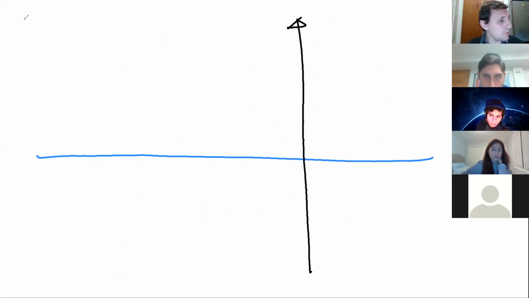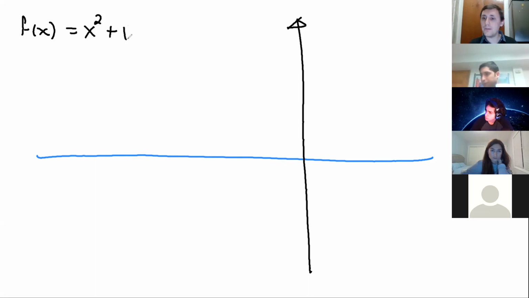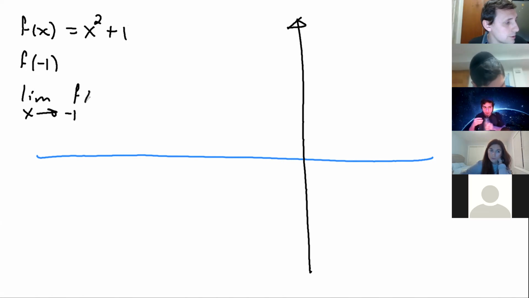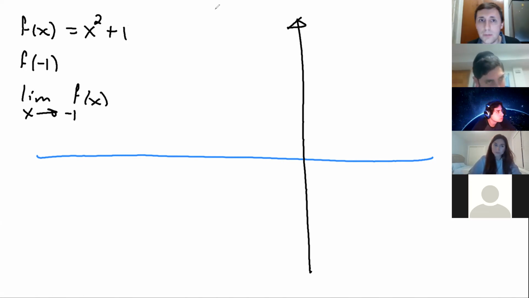Let's suppose that my function is f of x equal to x squared plus 1, okay? And I want to compare f of -1 and the limit as x goes to -1 of f of x. I want to draw them, okay? So obviously the point of interest is -1, okay? The point of interest is -1. Let's mark that point of interest. So this is -1.